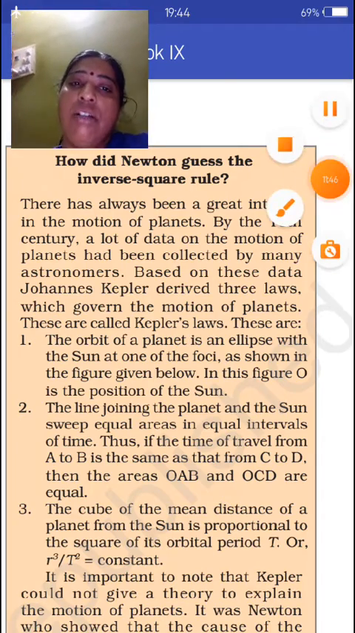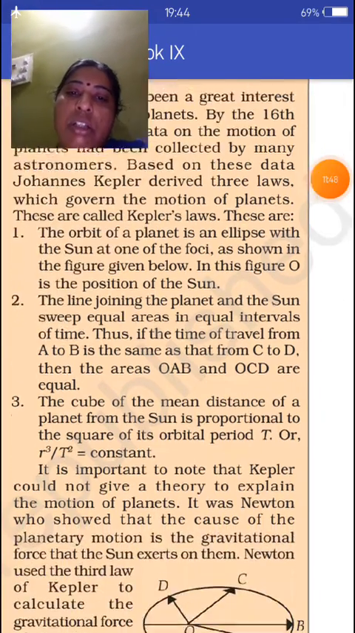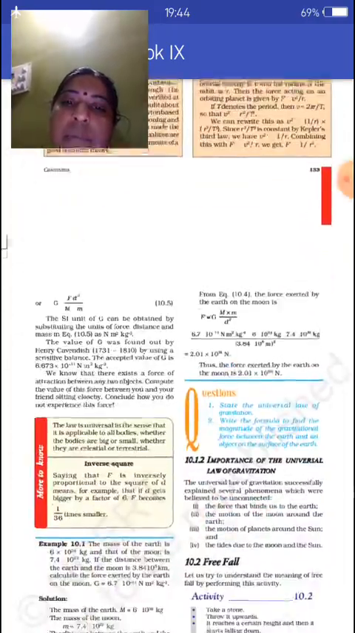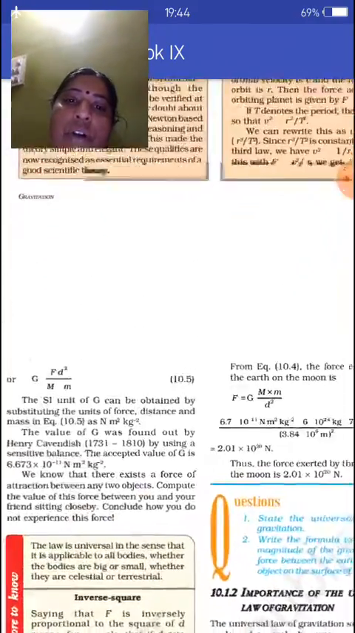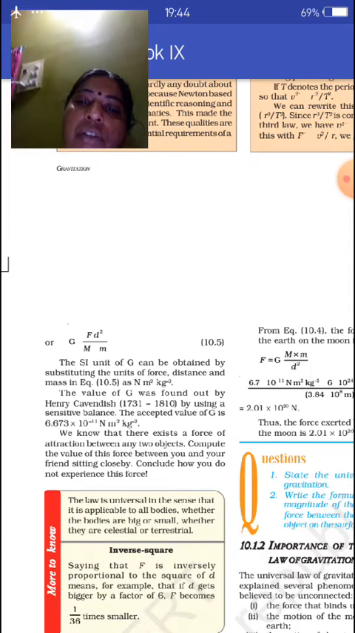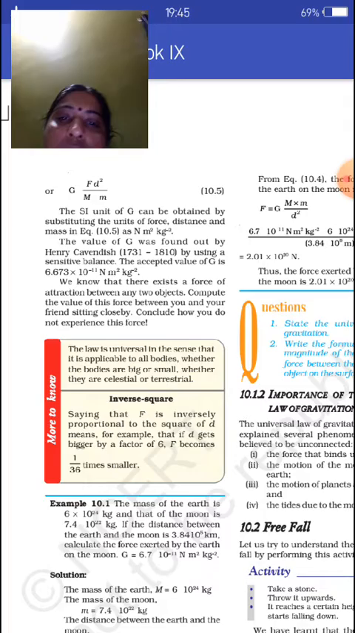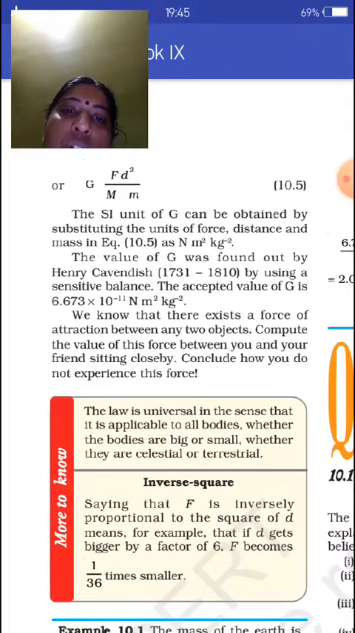These laws are called Kepler's laws. Three laws are given here, Kepler's. And G is equal to F into d square upon M into m. The SI unit of G can be obtained by substituting the units of force, distance and mass.